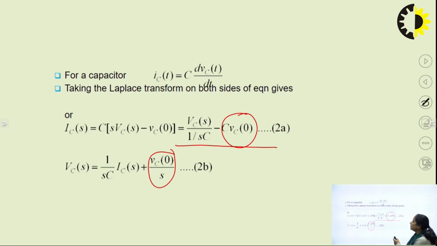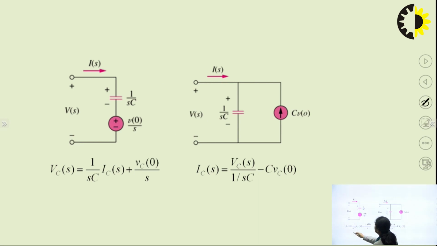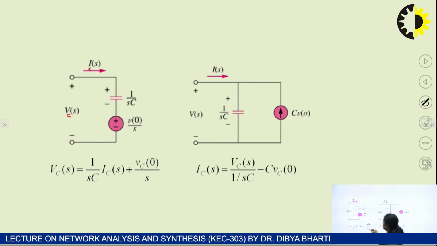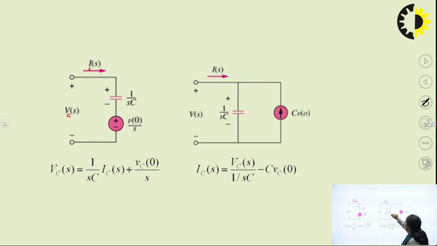In a similar way as we did in the case of the inductor. See, this is the circuit where we are representing this equation for VCS. This is the 1 upon sC, this is the VCS. So this is ICS into 1 upon sC plus V naught by s equal to VCS. Now here if you write the KCL equation, this is the ICS, this is the VCS.